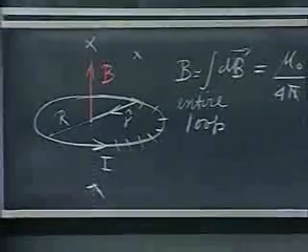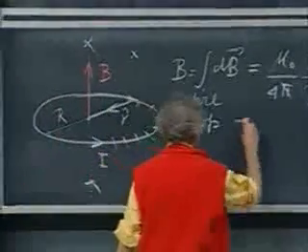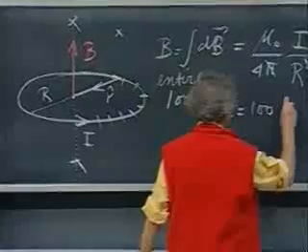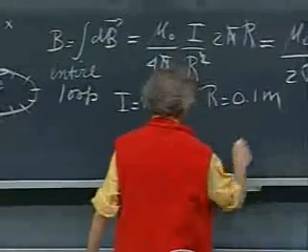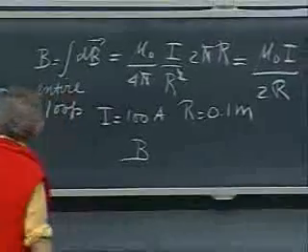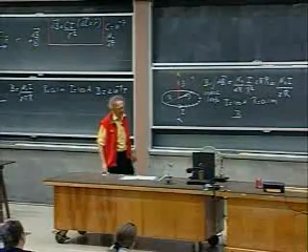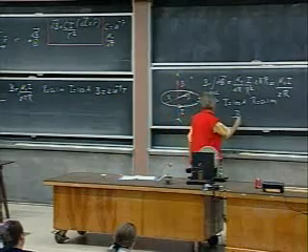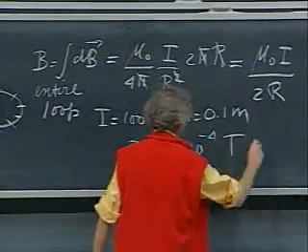So we can go to our same situation. We can take 100 amperes for I, and you can take r as 0.1 meters, and then the strength of the B field right at the center of this loop that I found is 6 times 10 to the minus 4 Tesla. And that would be 6 Gauss.